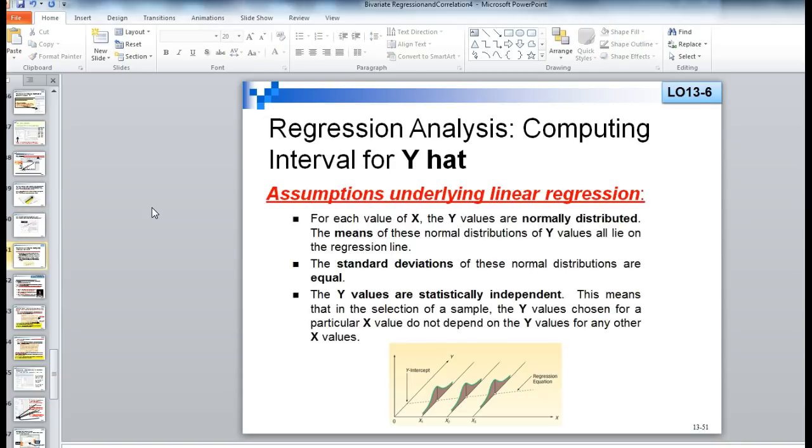So we will be checking the underlying assumptions. Just don't you worry, we will be doing that. But for right now, let's just assume these assumptions underlying the linear regression. For each value of X, there are Y values that are normally distributed. The standard deviations are roughly equal. And the Y values are statistically independent, so one Y doesn't depend upon the previous Ys.